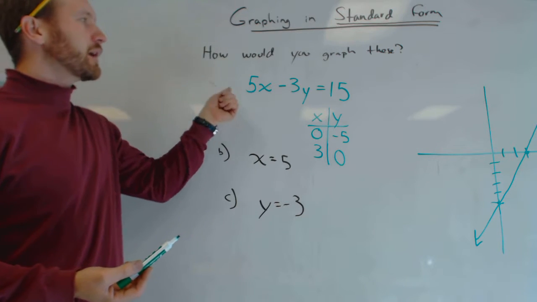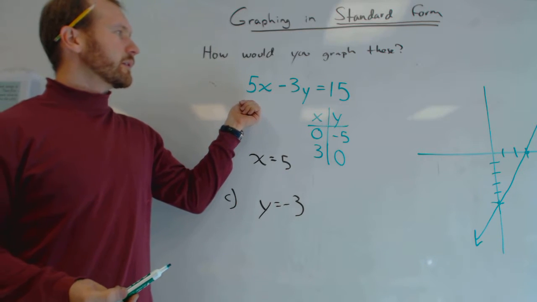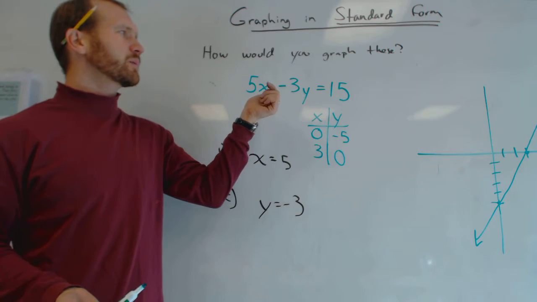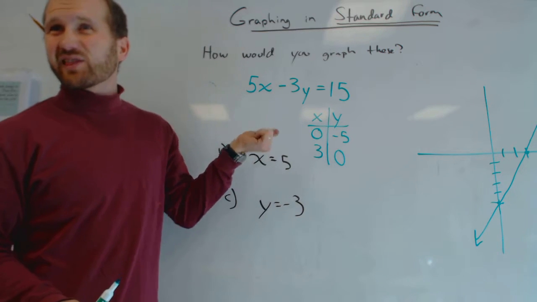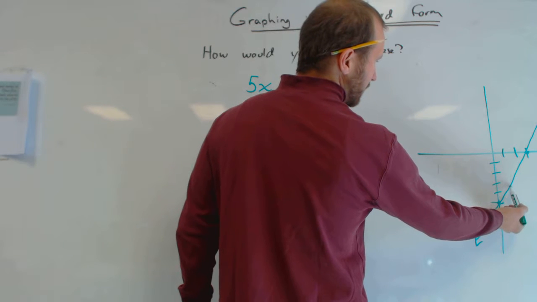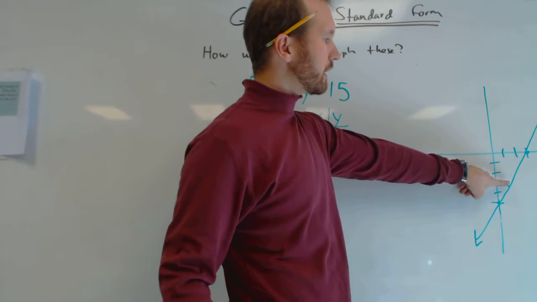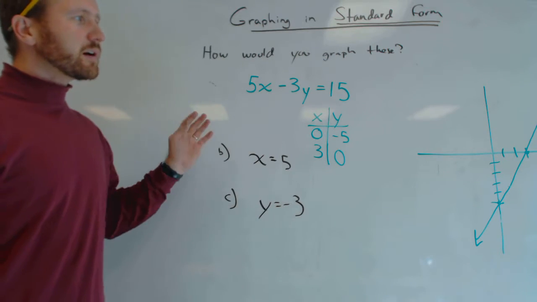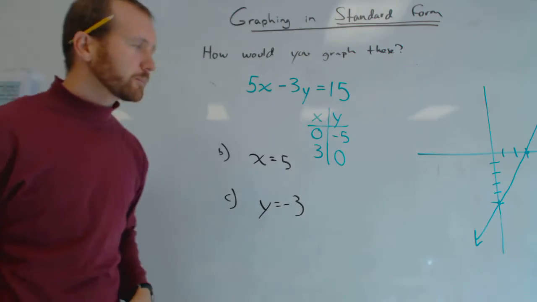But I could just plug in x is 1. Right? If x is 1, then 5 minus 3y would equal 15. So negative 3y would equal 10. So y would be negative 10/3, which is somewhere around here. So that looks pretty close. It's a little off my line, but it's pretty close. So I could kind of check my work by doing that if I wanted to. But it's hard to find points that are going to line up right on the line.